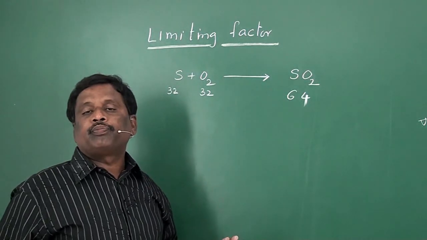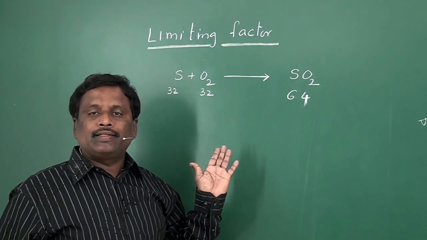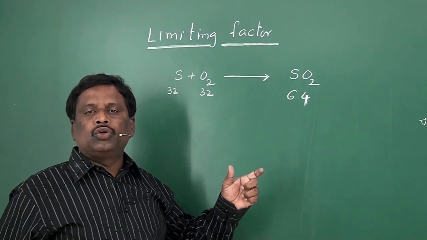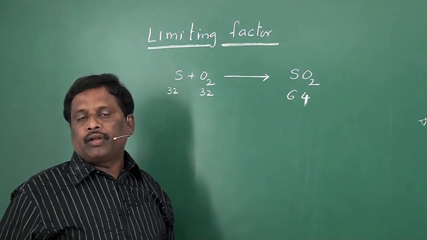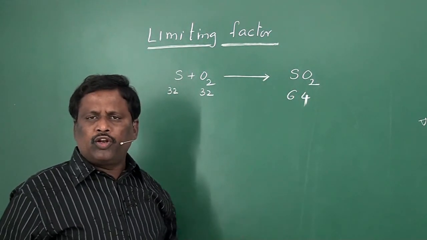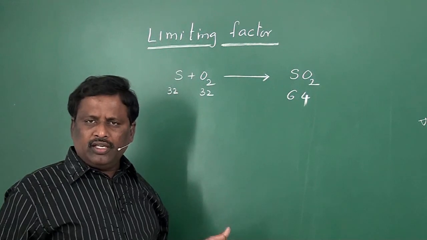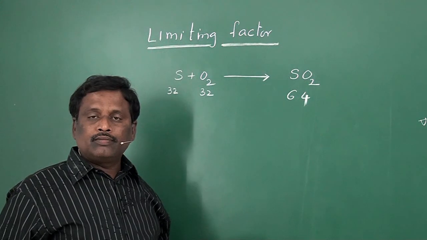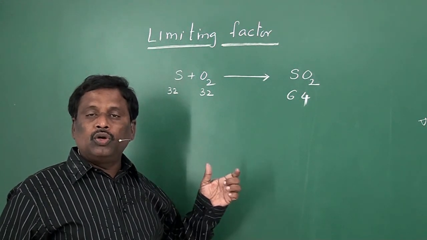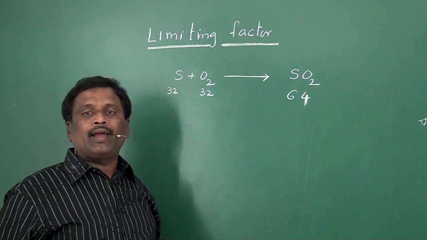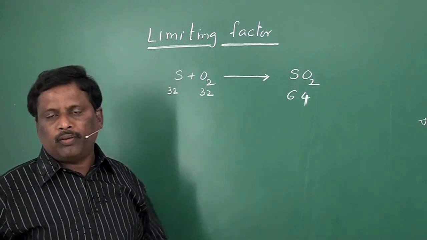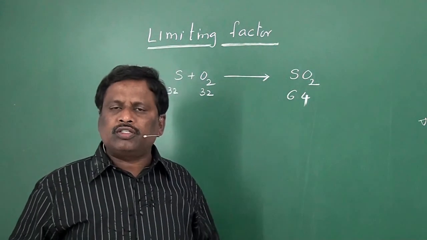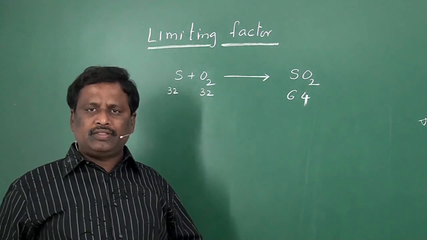That is, whatever the quantities they are reacting, they react in a fixed ratio to get the compound. So this reaction will not change whether you take grams or kilograms or tons. The ratio will not change. Now what happens if this ratio was not followed? That means if one of the substances was taken in excess amount, in such cases what happens?